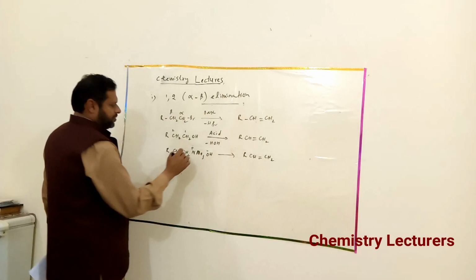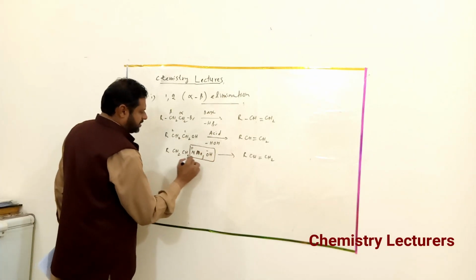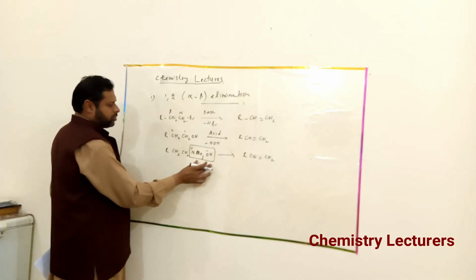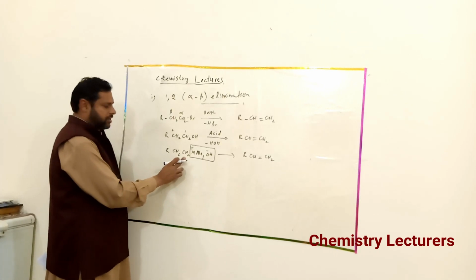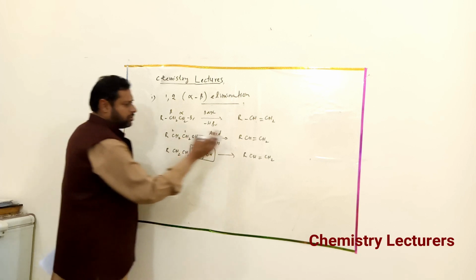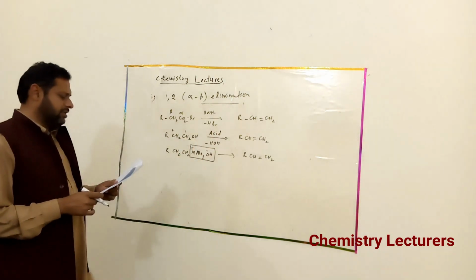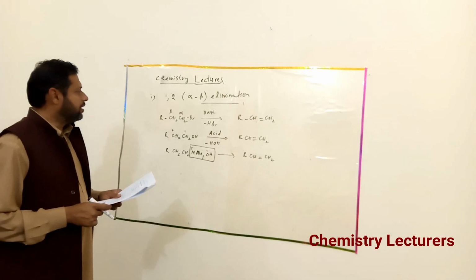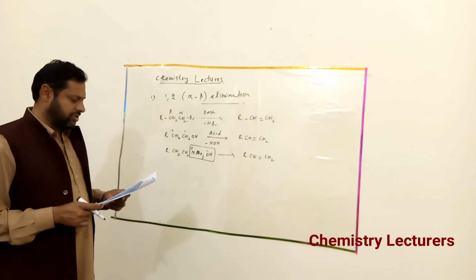So you can see that this whole group is called a nucleophile. This group is removed from one carbon, which is called the alpha carbon, and the proton will be removed from the second carbon, which is called the beta carbon. So this type of elimination reaction is called the 1,2 or alpha-beta elimination reaction.